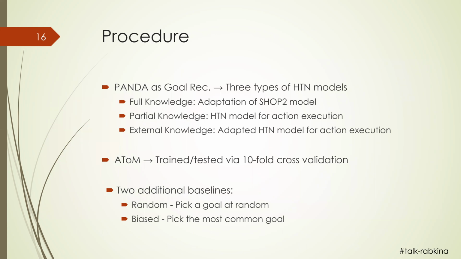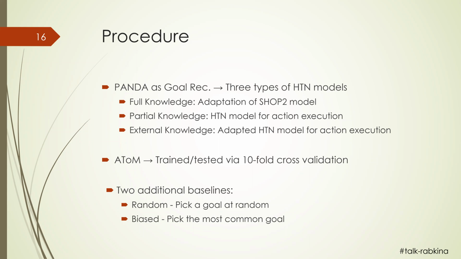So to run the actual experiments, Panda was given 3 types of HTN models, 1 per condition. In the full knowledge condition, it was given an adapted version of the SHOP2 model used by the Minecraft agent. In the partial knowledge condition, it was given an HTN model of the action executions, using the predicates that are available at that stage. And in the external knowledge condition, it was given an adapted version of that HTN model, now trying to rely less on the actual entities and the types of those entities.